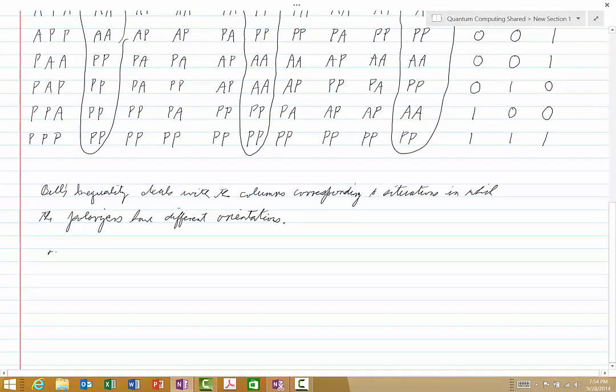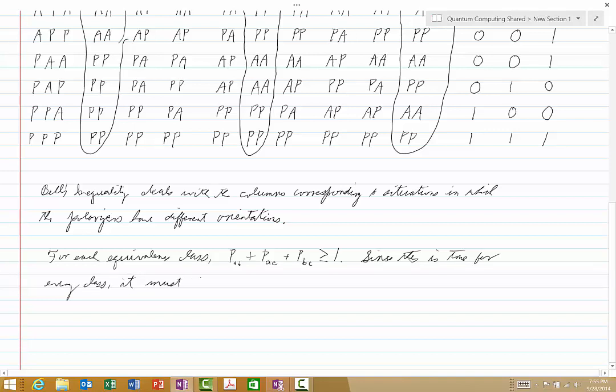So we'll just summarize this by saying, for each equivalence class, PAB plus PAC, because we could write this in any order but just to be consistent, plus PBC is greater than or equal to 1. And since this is true for every class, it must be true for all entangled EPR pairs.